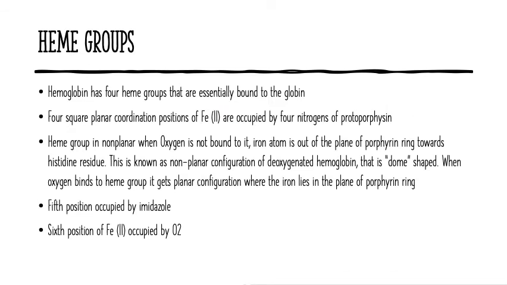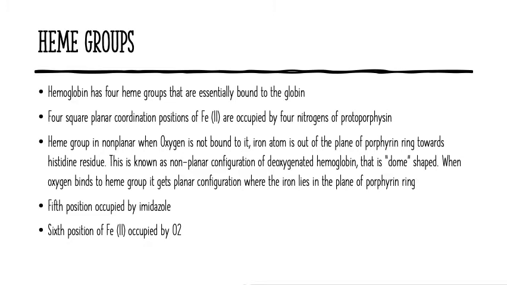Alright, for the heme groups. So hemoglobin has essentially 4 different heme groups that are bound to the globin. There are 4 square planar coordination positions of Fe that are occupied by 4 nitrogens of the protoporphyrin. The heme groups are non-planar when oxygen is not bound to it, and the iron atom is out of the plane of the porphyrin ring towards that histidine residue. And this is known as the non-planar configuration of deoxygenated hemoglobin. That is considered to be dome-shaped.